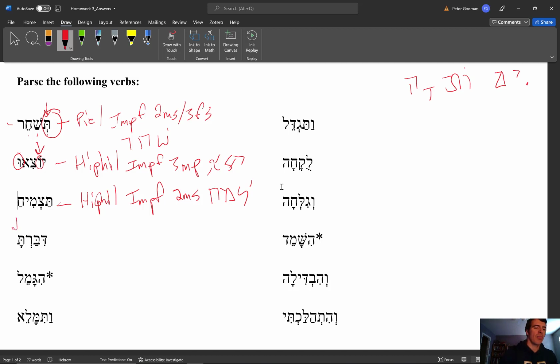All right. And then next one, dibarta. Dibarta. Well, no prefix, and I see a suffix, the ta. That's telling me that it's a 2ms. So if it's a perfect, which it looks like, there's no vav. So the 2ms ending is telling me perfect. Look at that. I already got half of it right.